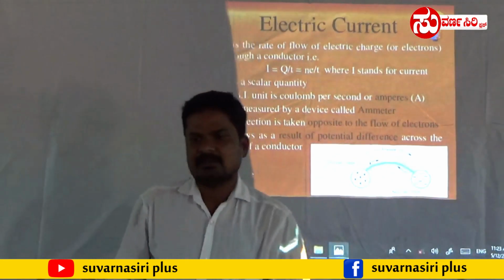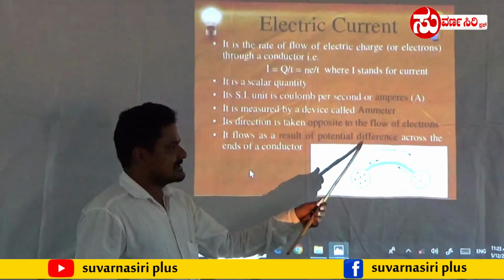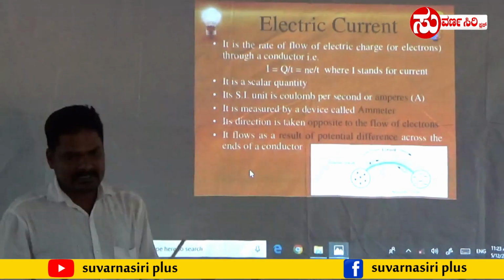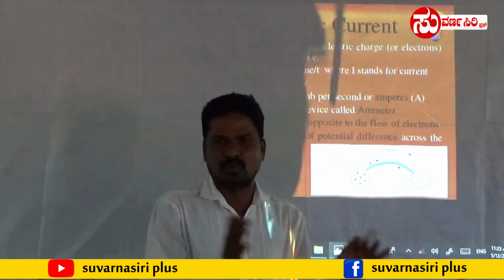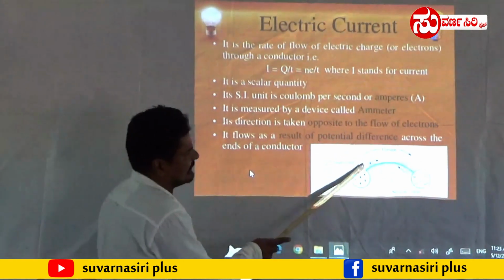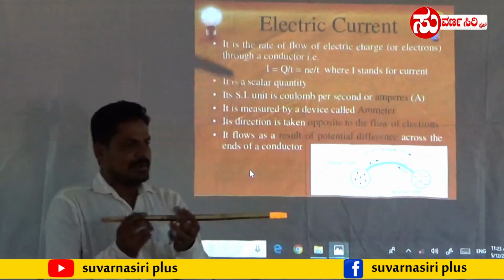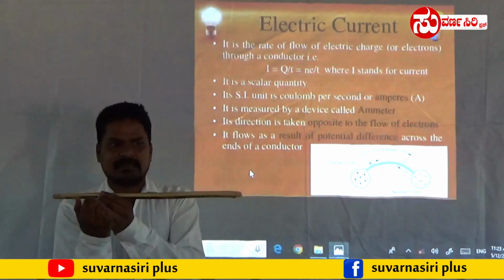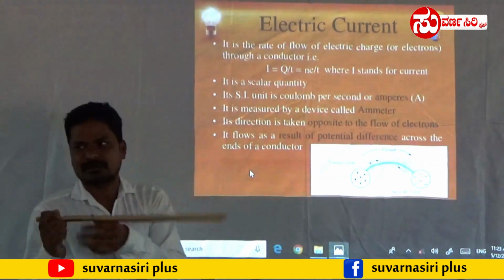So we can think about the potential difference. If there is any level difference, then only the materials or objects move. So we can learn about the potential difference. Here the current is flowing, meaning negative charges are moving in this direction, so we take the direction of current opposite to the movement of electrons.